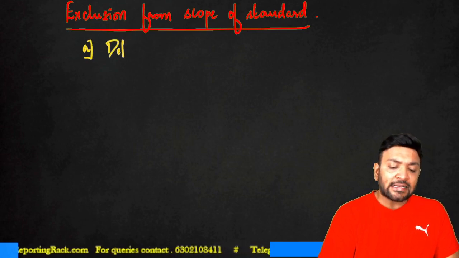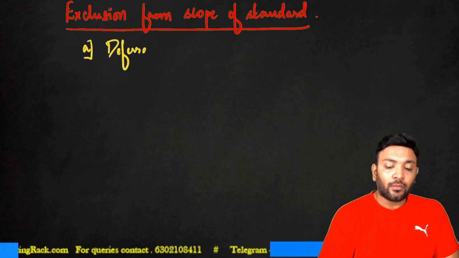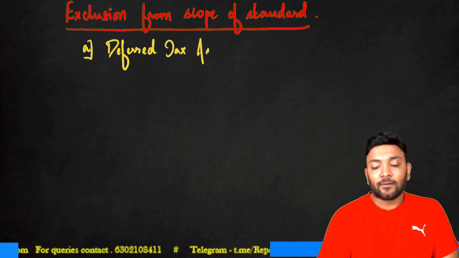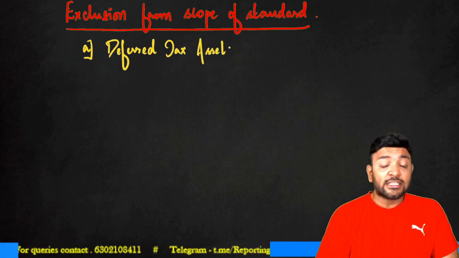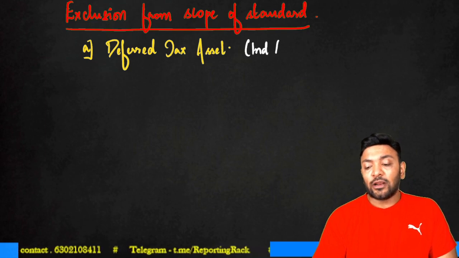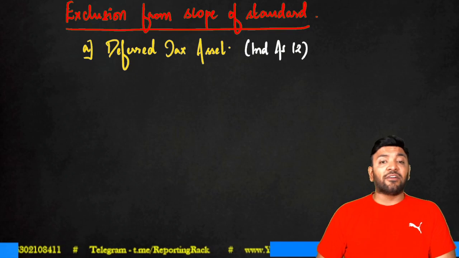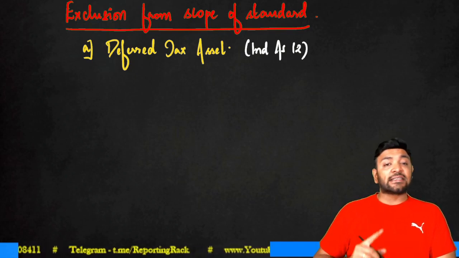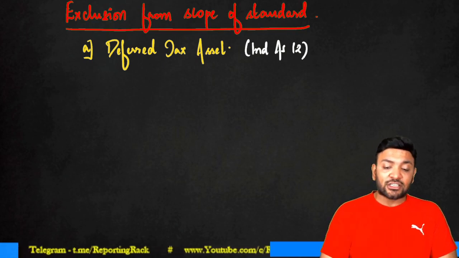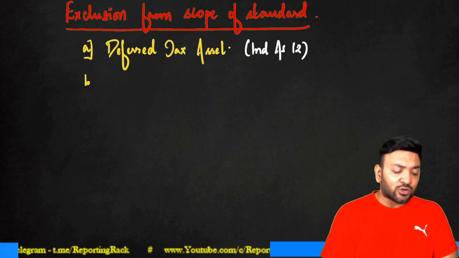First one, a deferred tax asset, which is recognized under Ind AS 12. Your income tax standard particularly talks about this kind of asset, which is called a deferred tax asset. I'll come back to the discussion of deferred tax asset when we discuss Ind AS 12. A long discussion goes into it.